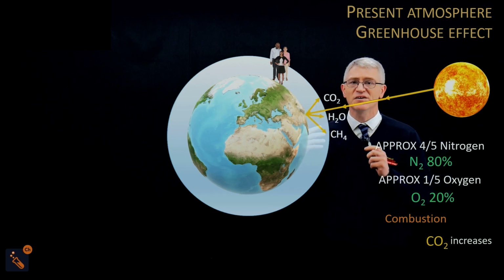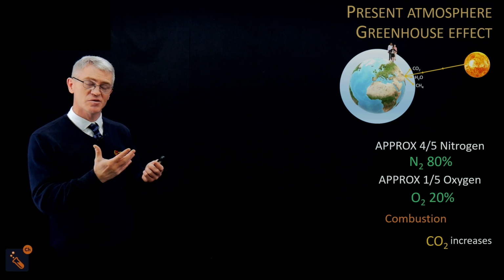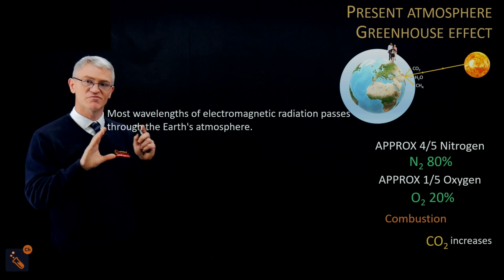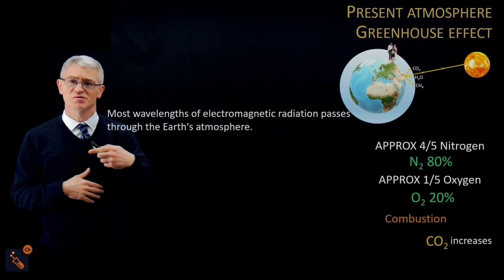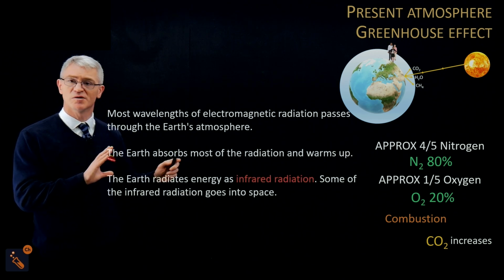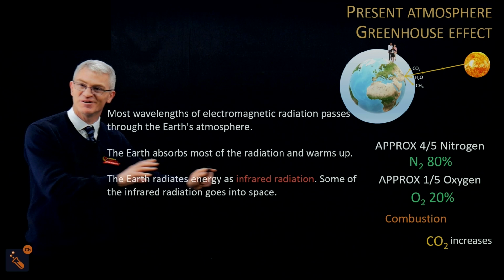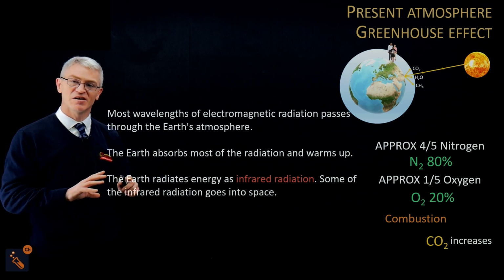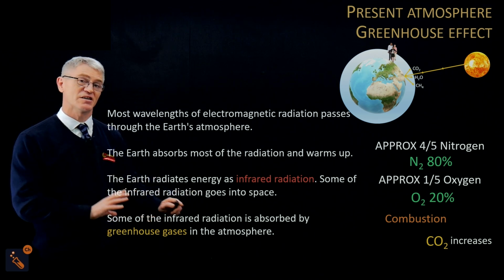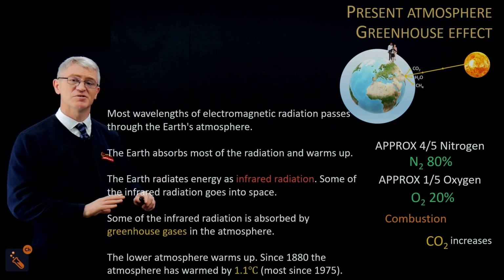Now, if that is the case, let's move that up there. Okay, there is a summary of what we're talking about here. So most wavelengths of the electromagnetic radiation pass through the Earth's atmosphere. So most of them go through. Some are absorbed, but you don't need to know that in detail. Earth absorbs most of the radiation and is warmed up. It radiates it back out as infrared radiation. Infrared lamps are red, so we put it in red. Okay, and some of the infrared radiation goes into space. Some of the infrared radiation is absorbed by the greenhouse gases in the atmosphere. It's stopped from going out into space, and so the lower atmosphere warms up.